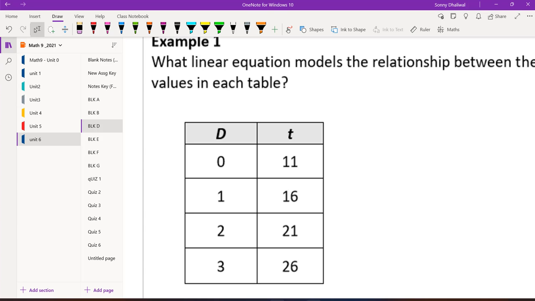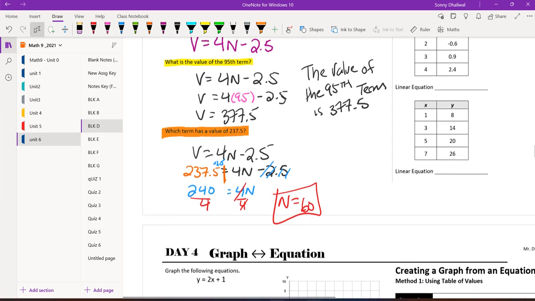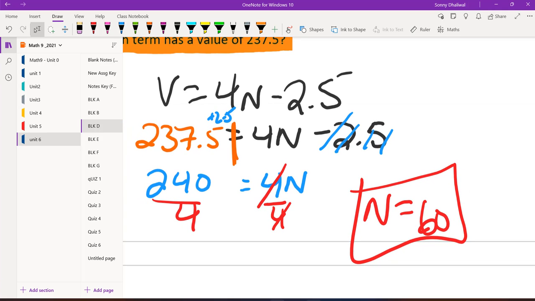Yes, Max? You wrote n instead of V. It is n. Isn't it V? No, we're solving for n. We plugged in 237.5 for v. We're solving for n. At the end, 4 has disappeared. You left it as n here. And 60. Yeah.